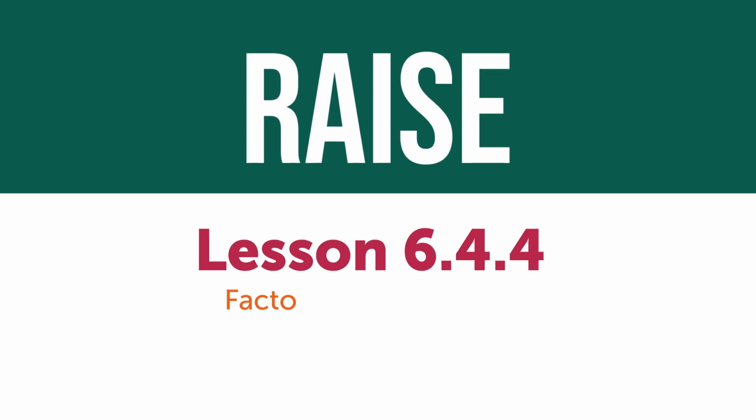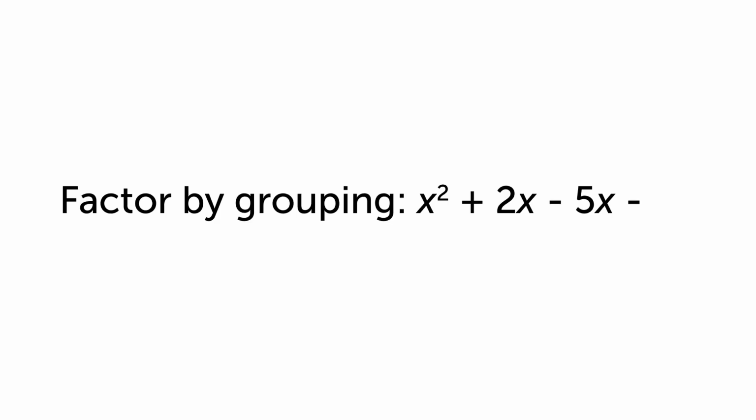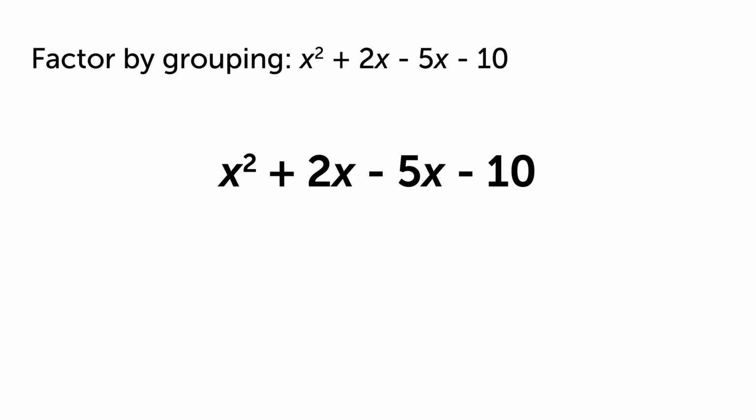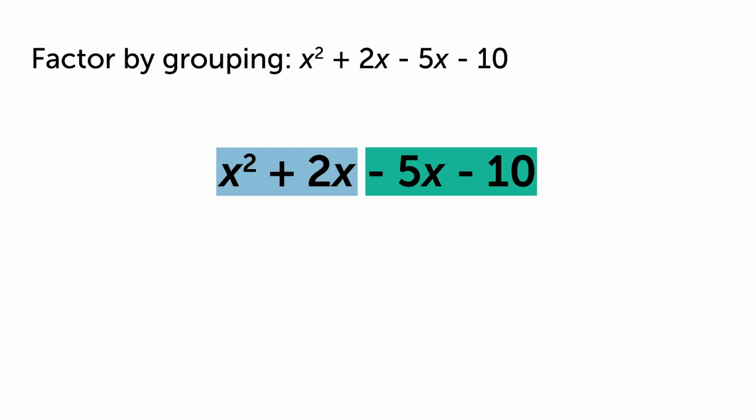Lesson 644, Factoring Polynomials by Grouping. When factoring a polynomial using the grouping strategy, the first thing we must do is determine which terms we want to group together. In this problem, x squared plus 2x minus 5x minus 10, we are going to group the first two terms together and the last two terms together.